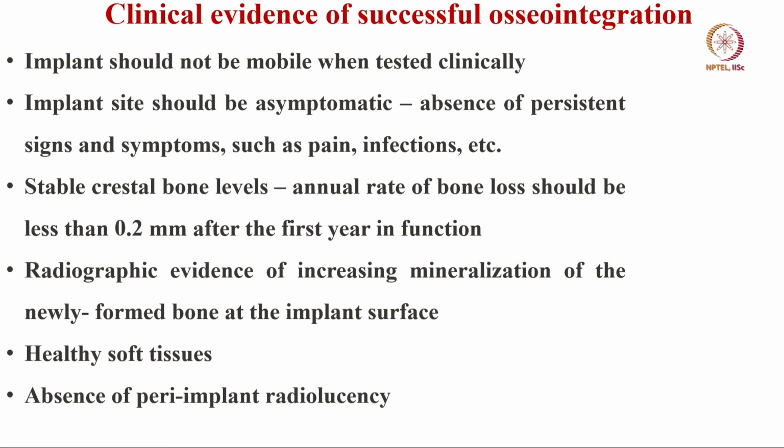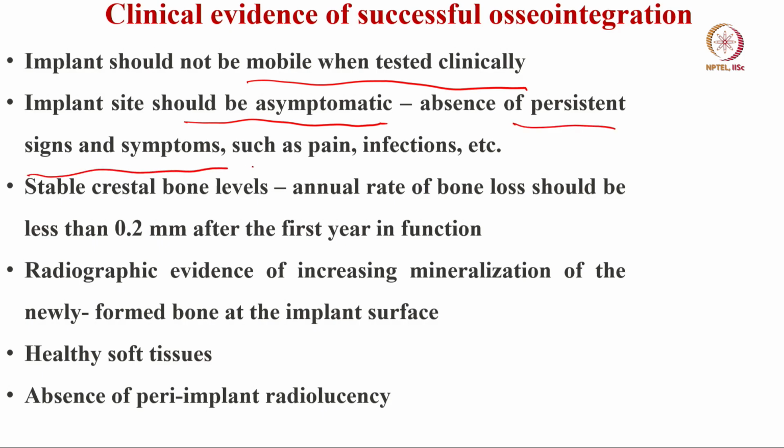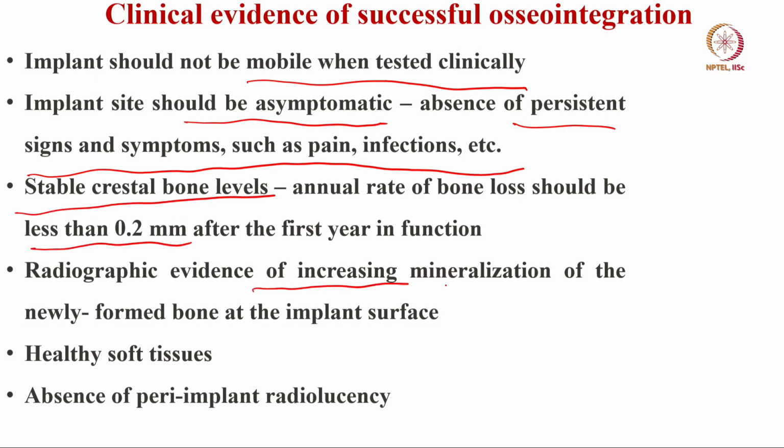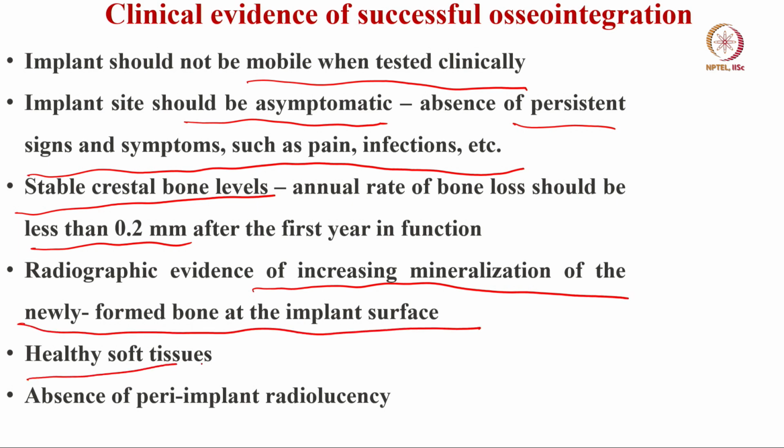So, clinical evidence of successful osseointegration: the implant should not be mobile when tested clinically, and the site should be asymptomatic, with absence of any persistent signs or symptoms such as pain or infections. There should be stable crestal bone levels, with bone loss less than 0.2 millimeter, radiographic evidence of increasing mineralization of the newly formed bone at the implant site, healthy soft tissue, and absence of peri-implant radiolucency. So, these are the clinical evidences for successful osseointegration.